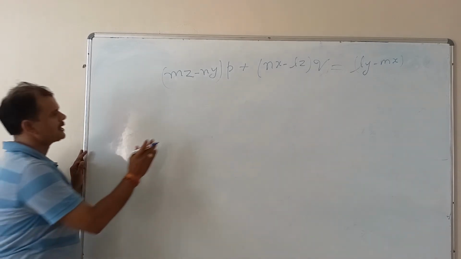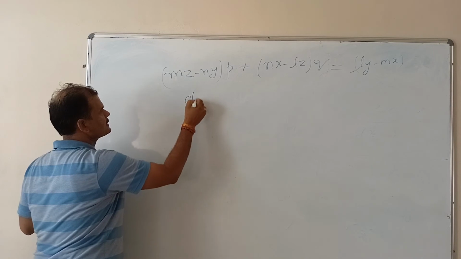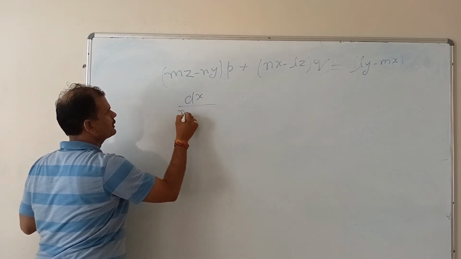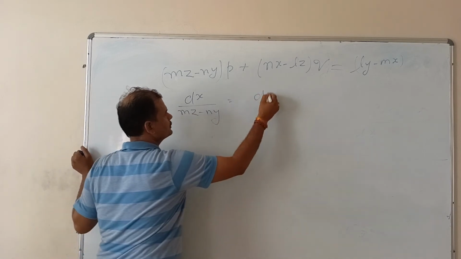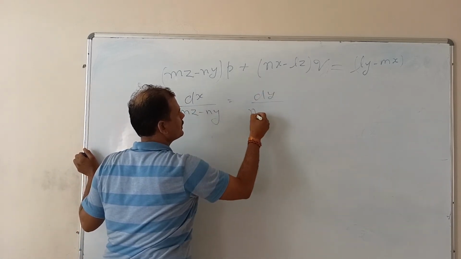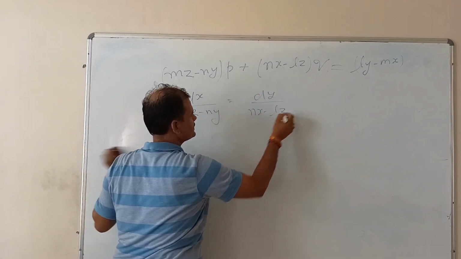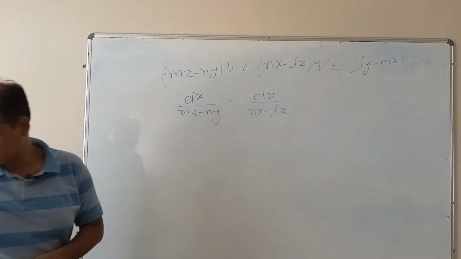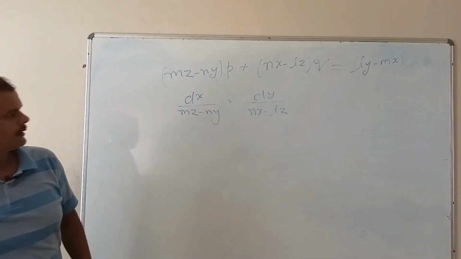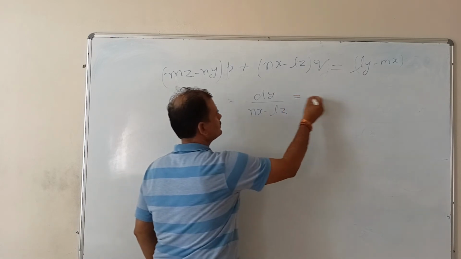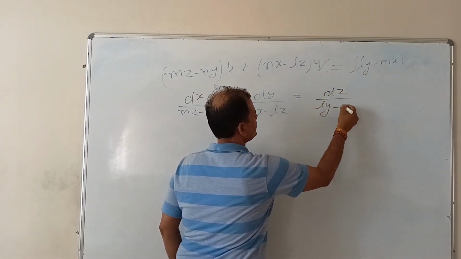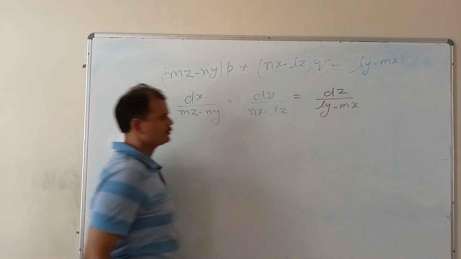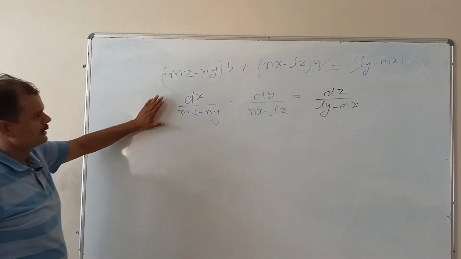So here, what is the auxiliary equation? dx by mz minus ny equal to dy by nx minus lz equal to dz by ly minus mx. Sorry, my marker is not working. So these are the three ratios I have taken.